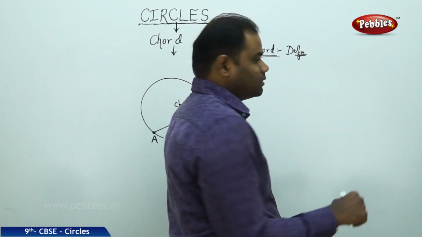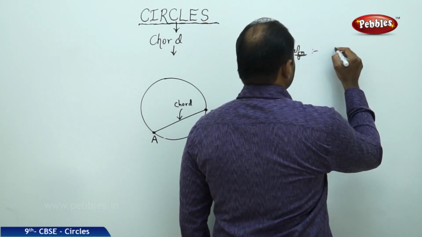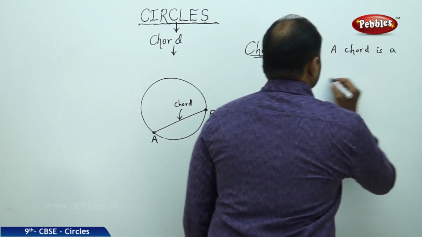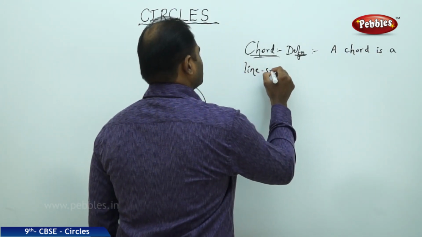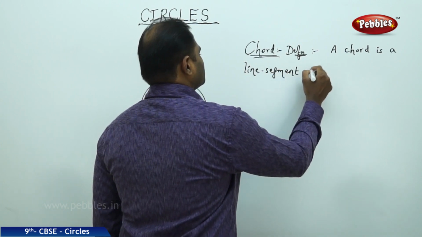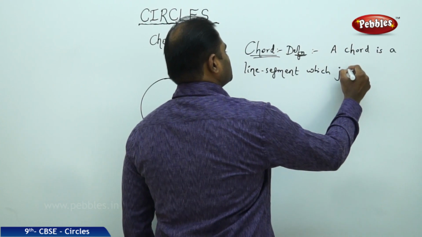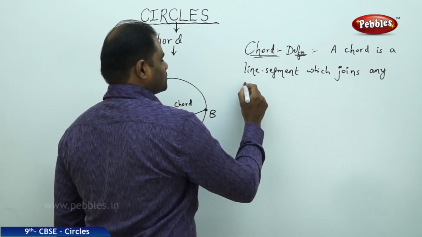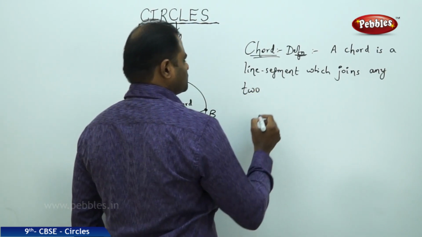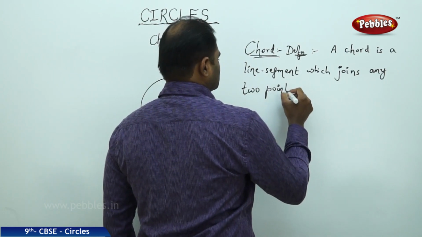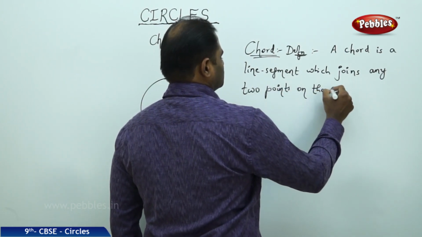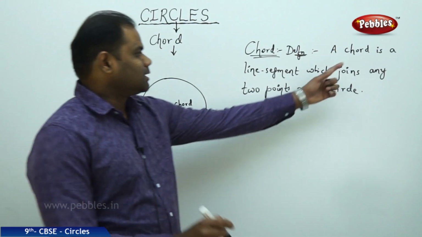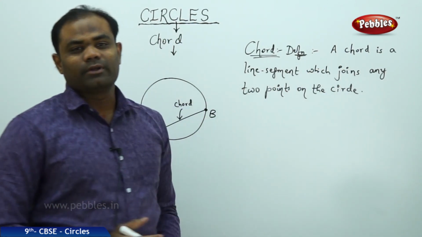The definition out here in words is that a chord is a line segment which joins any 2 points on the circle. So a chord is a line segment which joins any 2 points on the circle.